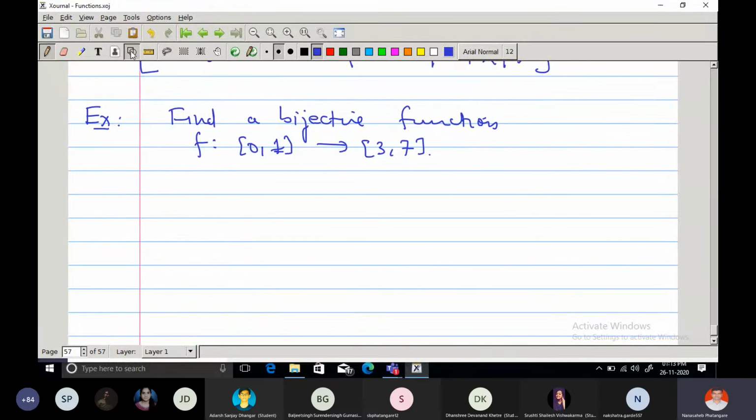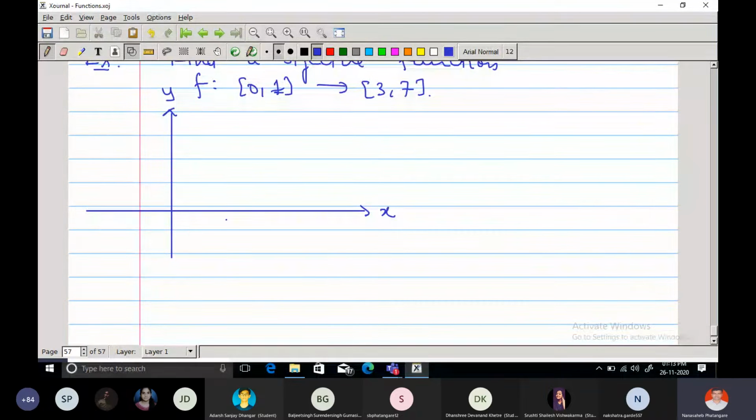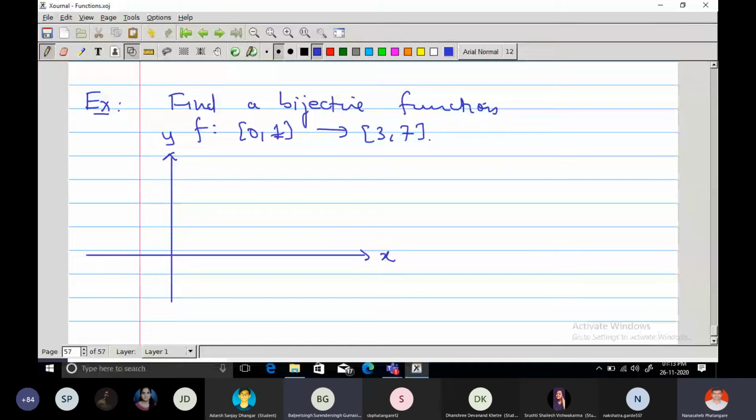Suppose this is the x-axis, this is the y-axis, and you know the graph of a function, correct? What should be the domain in this case? What do we expect? What is the domain? 0 to 1. [0, 1]. Right. And what do we expect? What is the codomain? 3 to 7.